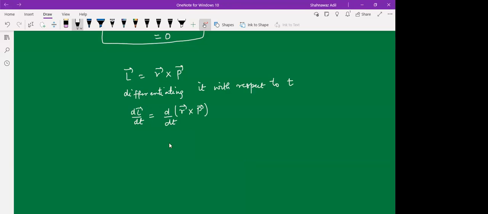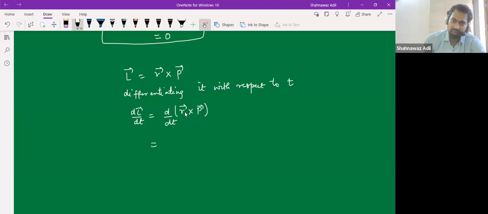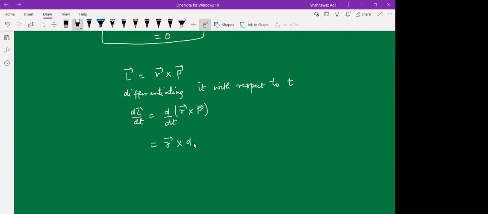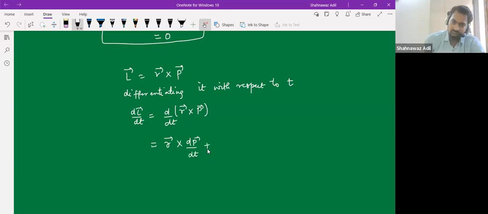So again, using the product rule, these are products. First I will keep r outside, and then dp by dt. Remember this is a cross product, so we should not change the places. Then I will take the differentiation of r and keep the momentum as it is. Understood?